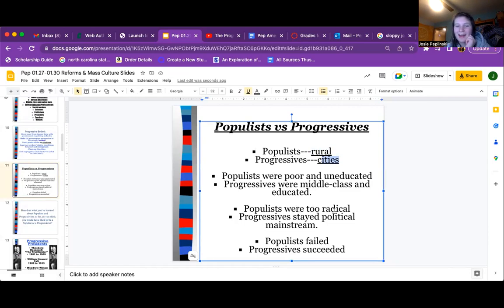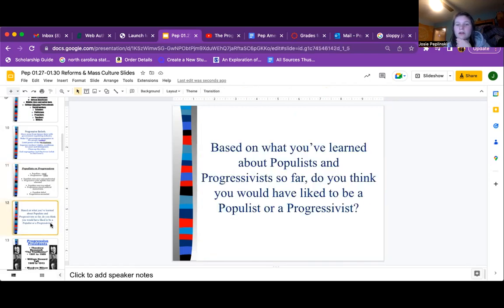Populists were too radical, while progressives stayed political mainstream. Populists failed, progressives succeeded. Based on what you learned about populists and progressivists so far, do you think that you would have liked to be a populist or a progressivist?